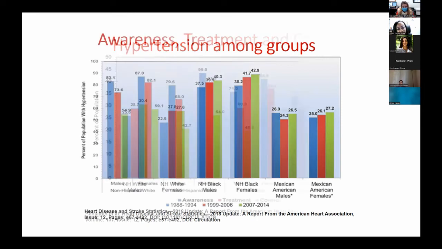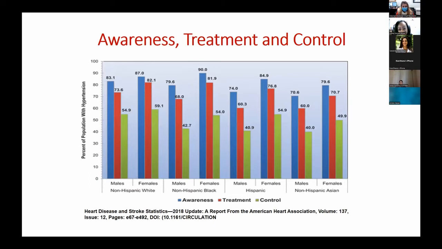So you may ask, well, are they aware? Are they on treatment? And what about the control? So in this figure that you could see here, you see non-Hispanic white males and females, non-Hispanic Black, Hispanic, and actually this one includes Asian, right? And you will see that if you look at Blacks, they have a pretty high awareness of having hypertension.